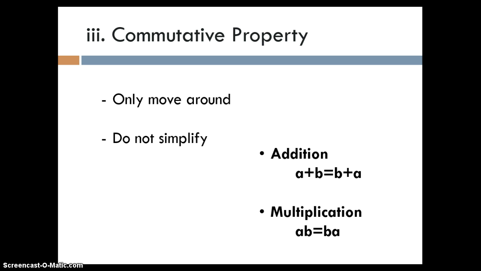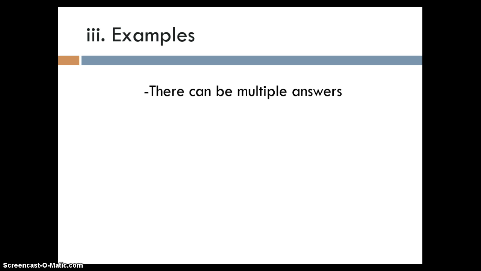Now, commutative property, you do not simplify. You only move things around. You can only just group them, not group them, but you just rearrange them differently. If I were to give you a worksheet, the commutative property equation would be the one with no answer at the end. It would be the one that was only moved around a little bit. So there can be multiple answers as you can move them around differently than your friends. So don't panic if you have different answers. It doesn't mean it's necessarily wrong.